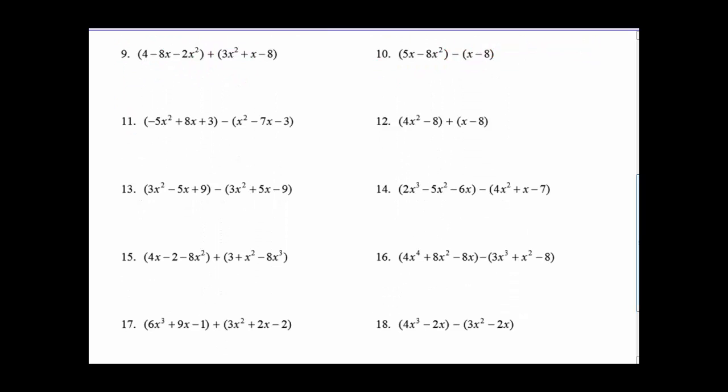Okay, let's skip all the way down to 14. All right, if I look at this polynomial, 2x cubed looks to be the biggest. So we have 2x cubed minus 5x squared minus 6x. So 3, 2, 1. We do not have a constant, so I can put just a plus 0 to help out. We're going to subtract a 4x squared. So I'm going to write minus 4x squared underneath the x squared. I'm going to subtract a positive x, so we're going to write that underneath the 6x. And then we're going to subtract a negative 7, so that changes to positive 7.